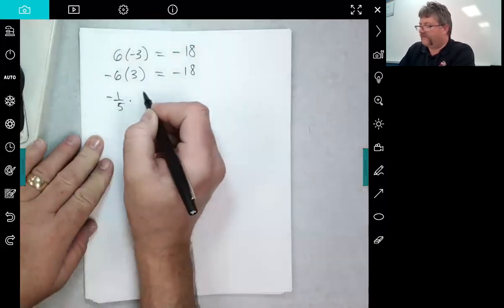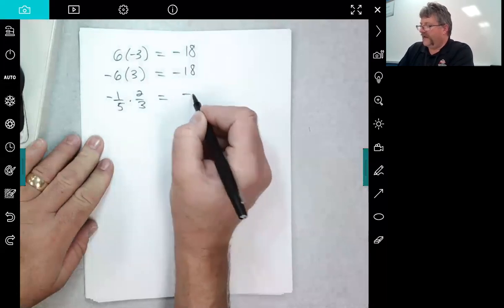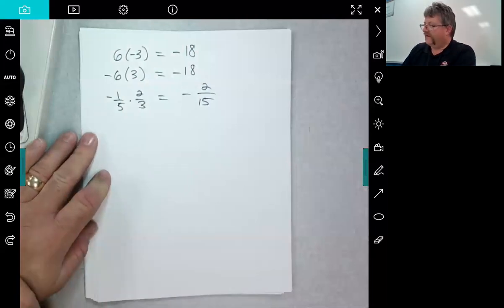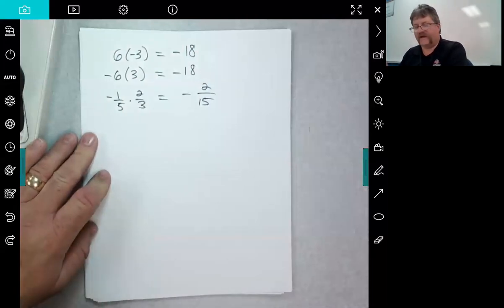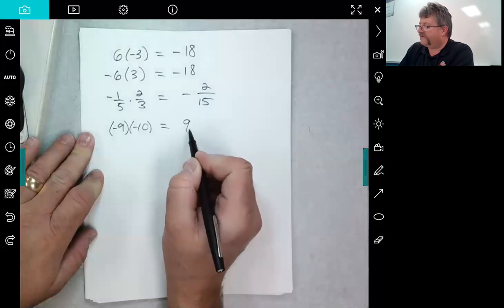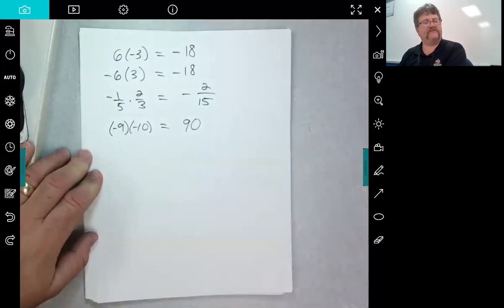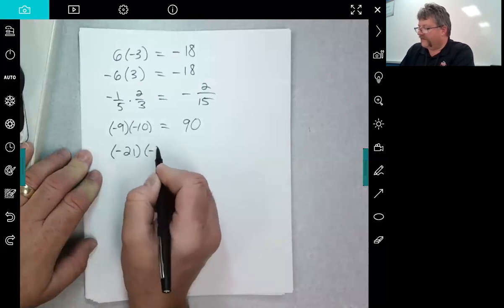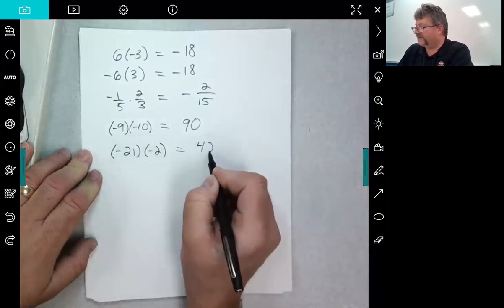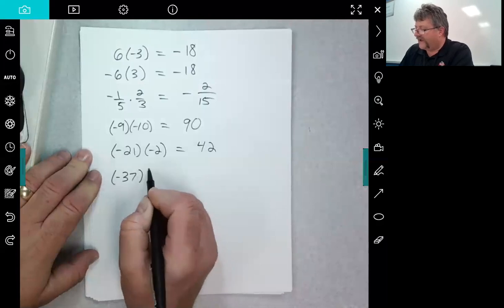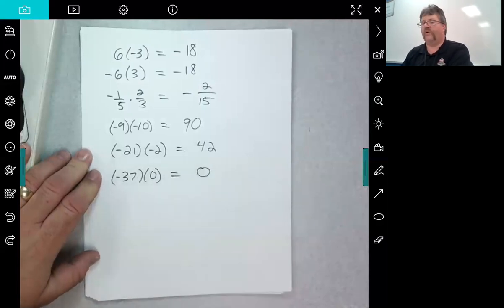Works for fractions. Negative, what's that going to be? 2 over 15, right? All right, one positive, one negative, the answer is always negative. If they're both negative, now the answer is always positive. Two negatives multiply together to make a positive, okay? Negative, whatever, 21 times negative 2 is going to give me a positive 42. Okay? And any number, positive or negative, times 0 is going to give me a big old 0.